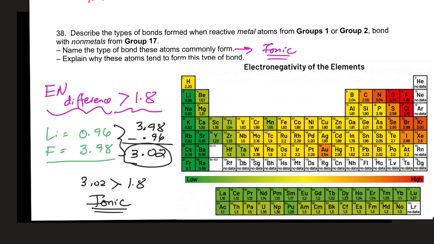Now, one thing to note, even though the question's not asking us, just to point out, as the element that we're getting gets closer to the nonmetals, the difference in the electronegativity is going to go down. And so if this difference goes below 1.8, then at that point it becomes covalent. But it's going to be polar covalent if it's less than 1.8. And as long as it's above 0.3, then it will be polar. But once the difference falls below 0.3, then it becomes nonpolar.